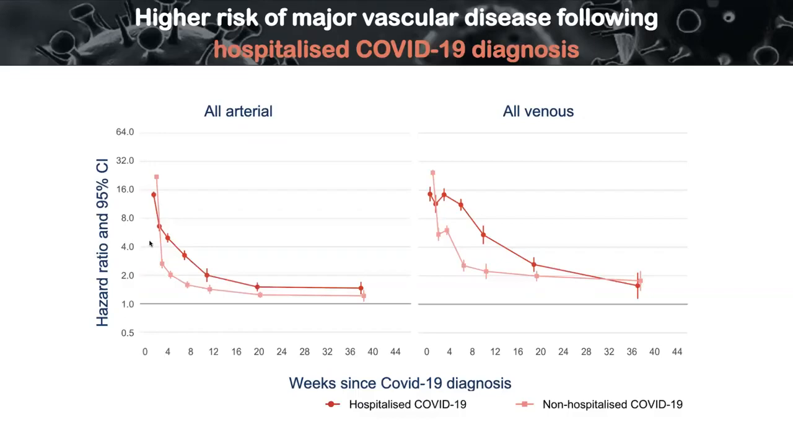Hospitalized versus non-hospitalized: hospitalized COVID-19 seems to give generally higher hazard ratios. For arterial events, you see they are marginally higher even in the long term.